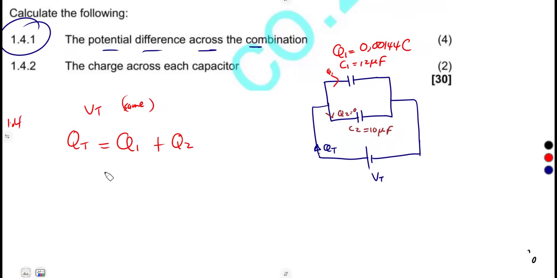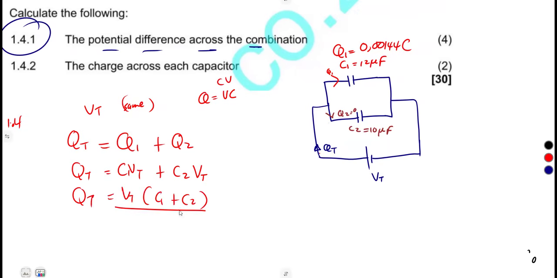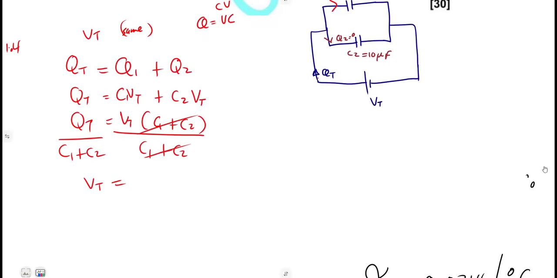And we understand that Q is voltage times capacitance, or capacitance times voltage. So QT is C1 VT plus C2 VT, since the voltage is the same. You can make VT the subject of the formula in many ways, guys. It's going to be QT divided by C1 plus C2. So we've got VT as the subject of the formula, which is QT over C1 plus C2.